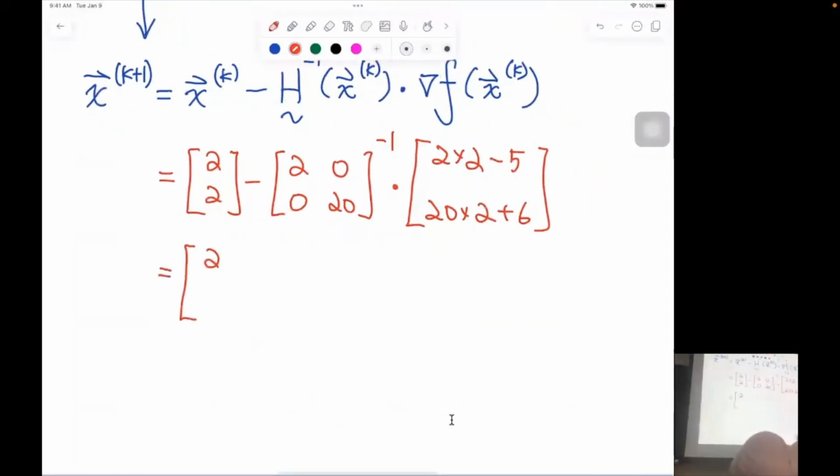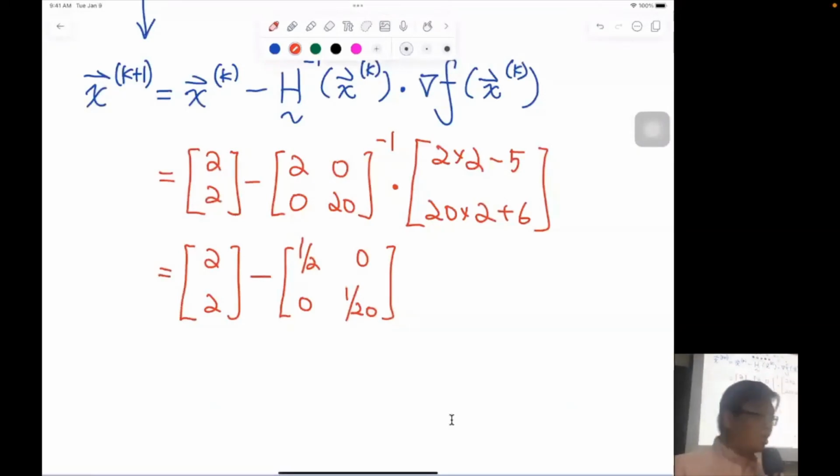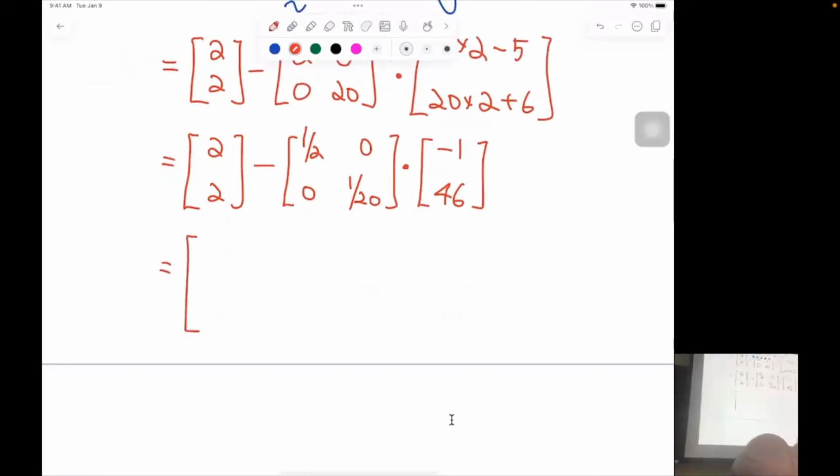This is gonna be 2 and 2. And for this particular case, if you inverse it, it's 1 over 2 and 1 over 20, actually. You don't really need a complicated equation to find the inverse of this one. This is an easy one. And then the product with 4 minus 5, negative 1, 40, so 46 here. Okay? So let's try to get the real number. So it's gonna be 2 minus 1/2, 2 minus 46 over 20. Okay, so at the end is 5 over 2.